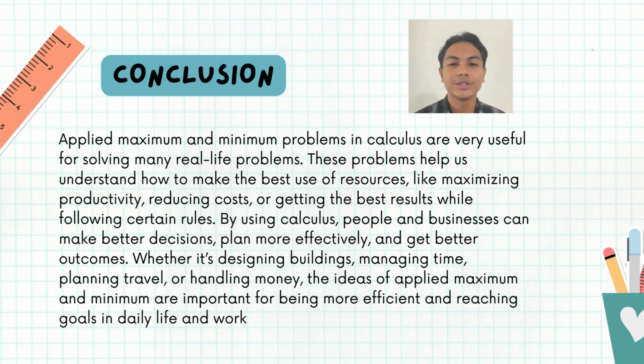So for our conclusion for this slide: applied maximum and minimum problems in calculus are very useful for solving many real-life problems. These problems help us understand how to make the best use of resources, like maximizing productivity, reducing costs, or getting the best result while following certain rules. By using calculus, people and businesses can make better decisions, plan more effectively, and get better outcomes. Whether it's designing buildings, managing time, planning travel, or handling money, the ideas of applied maximum and minimum are important for being more efficient and reaching goals in daily life and work.